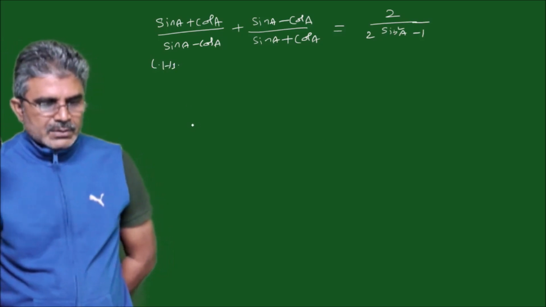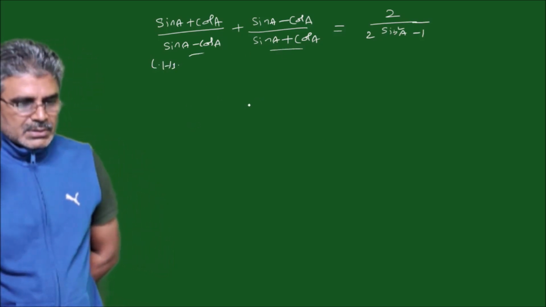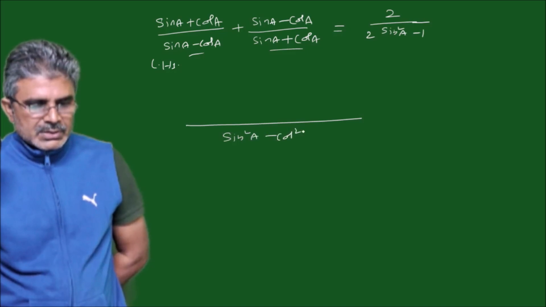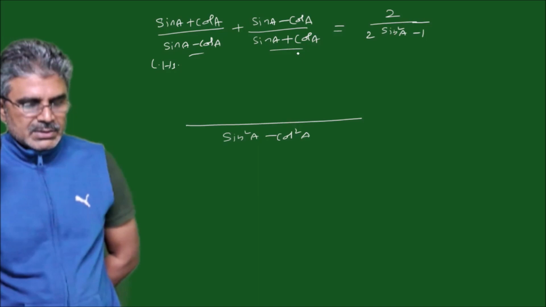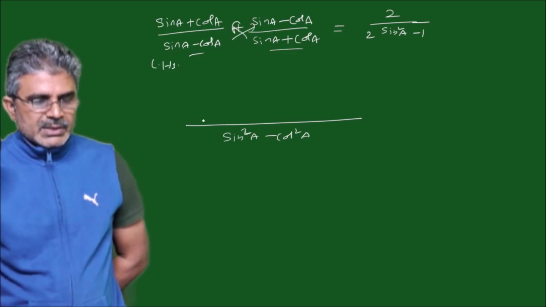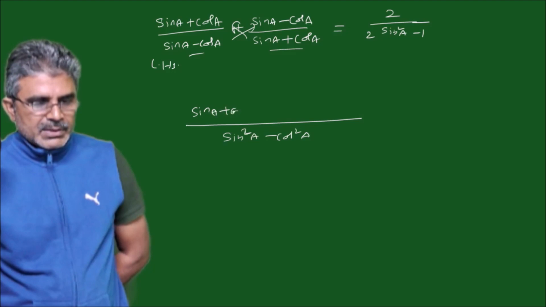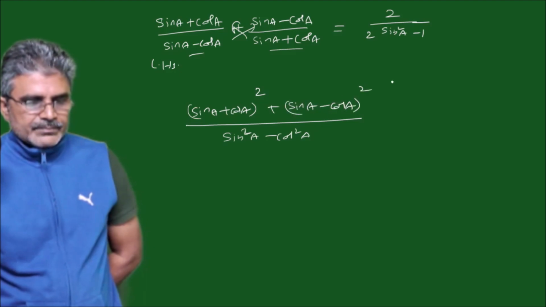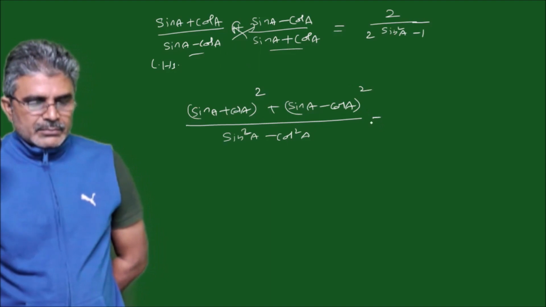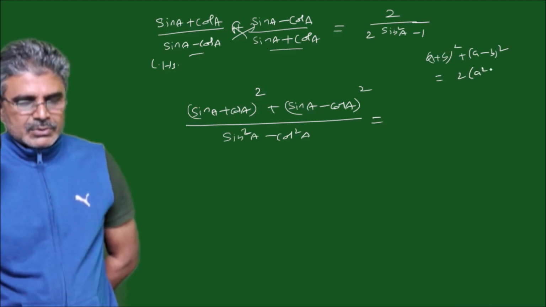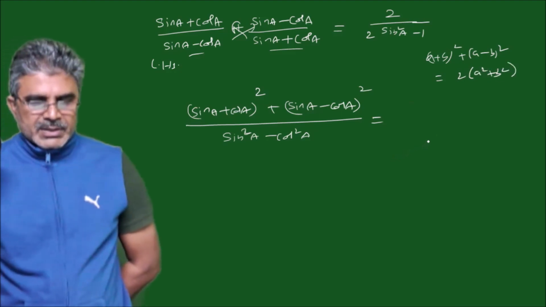Consider the left hand side. You have different operators in the expression, so take the LCM. By taking the LCM you have sin square A minus cos square A, because those are A minus B into A plus B terms, so I am taking A square minus B square by multiplying. Here these two terms get multiplied with the cross terms, so you have sin A plus cos A whole square plus sin A minus cos A whole square in the numerator. If you see in the numerator you have A plus B whole square plus A minus B whole square, which can be written as 2 into A square plus B square. From the algebraic expansions we got this.